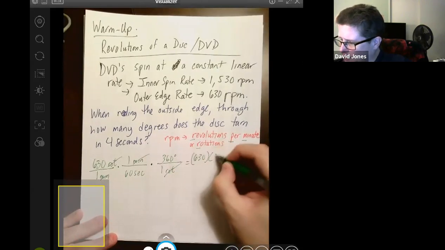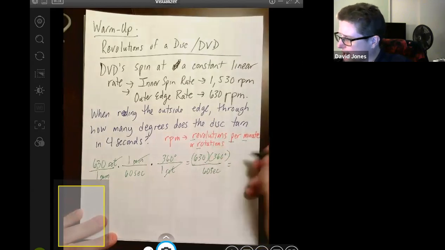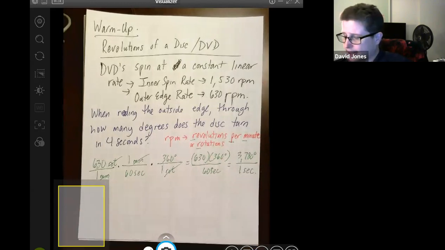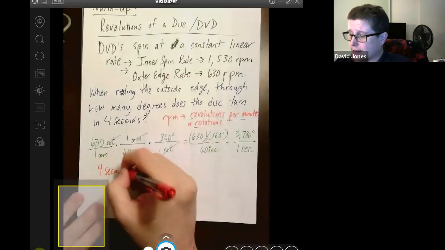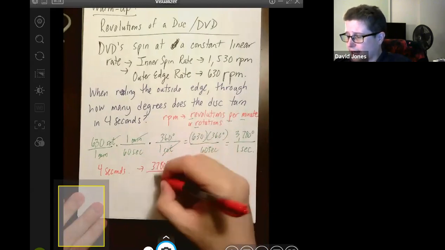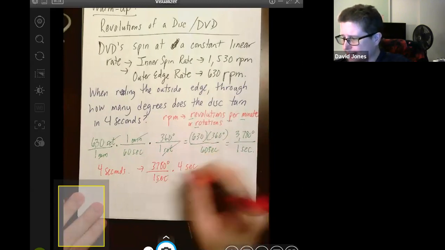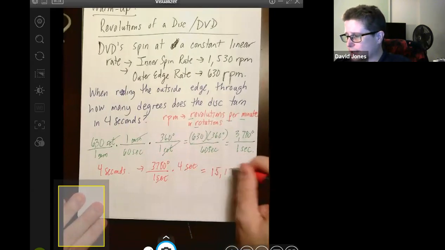630 times 360 degrees divided by 60 seconds is 3,780 degrees in 1 second. But we didn't want 1 second, we had 4 seconds. So 4 seconds, we have 3,780 degrees in 1 second. We multiply by 4 seconds. That gets rid of the seconds. And all we're left with is degrees, 15,120 degrees.